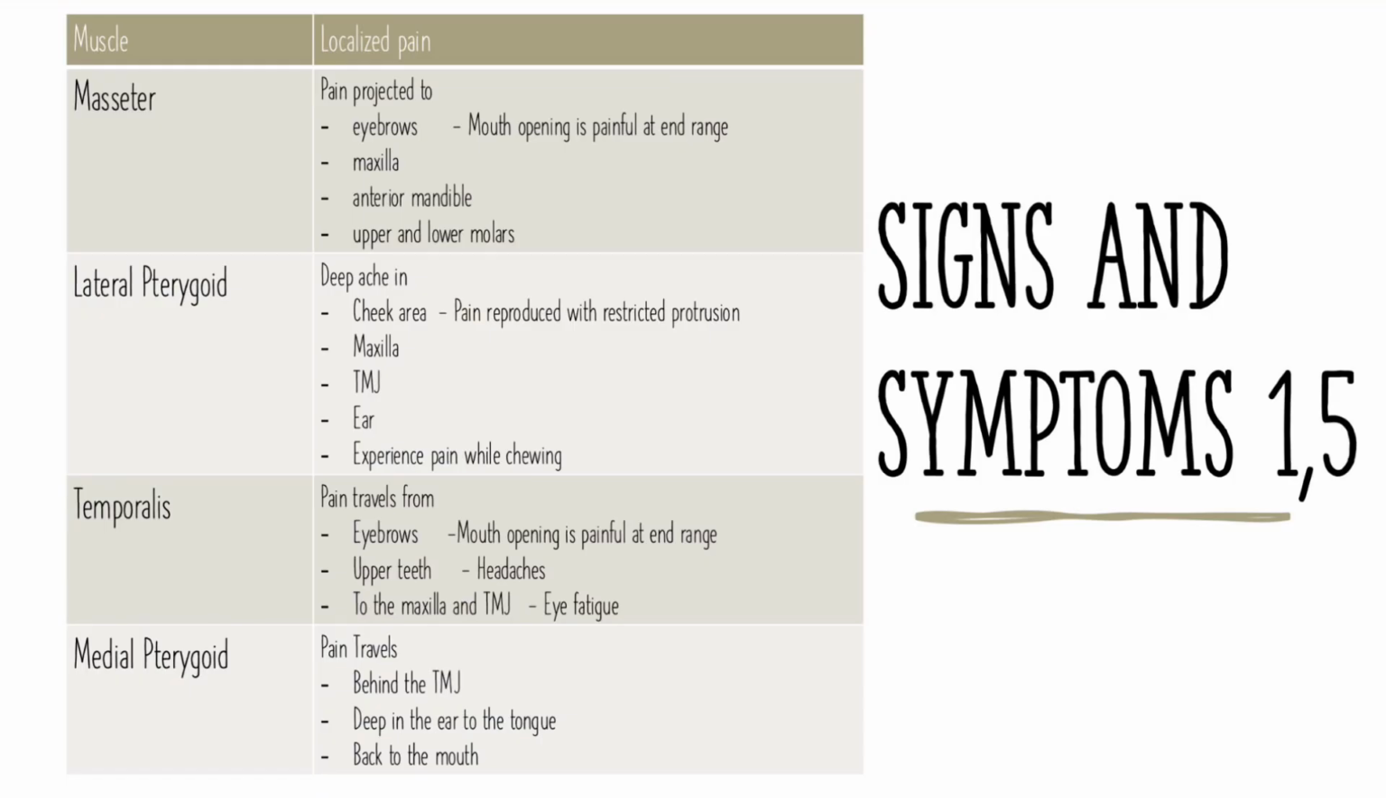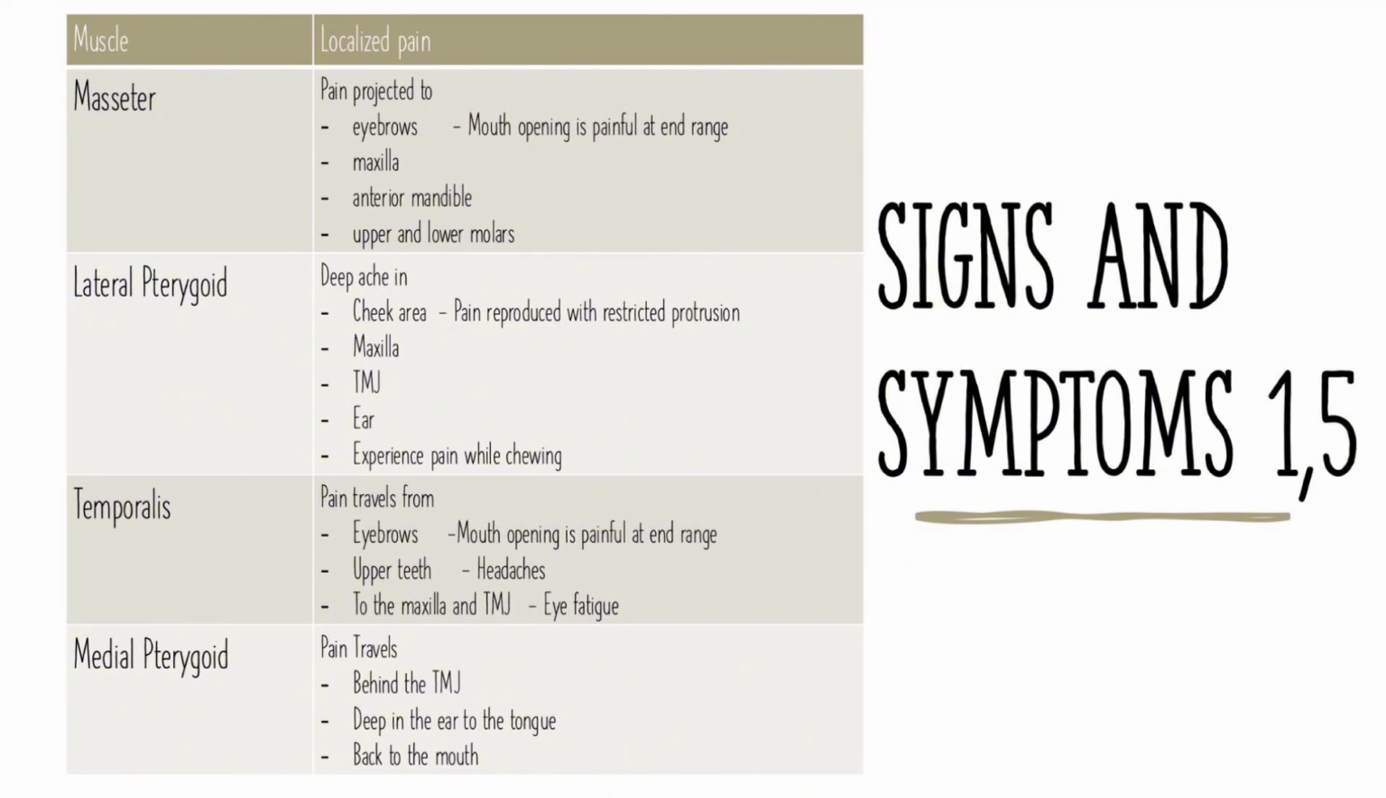Okay, so when it comes to the masticatory muscles, they can be isolated and present with localized pain. For the masseter, muscle spasms may project to the eyebrow, maxilla, anterior mandible, and upper and lower molars. The patients will also experience pain at the end range of opening their mouth. The lateral pterygoid spasms may cause a deep ache in the cheek, maxilla, TMJ, or the ear, and they will experience pain when chewing. And this is, like I said earlier, the only one where they can fully open their mouth.